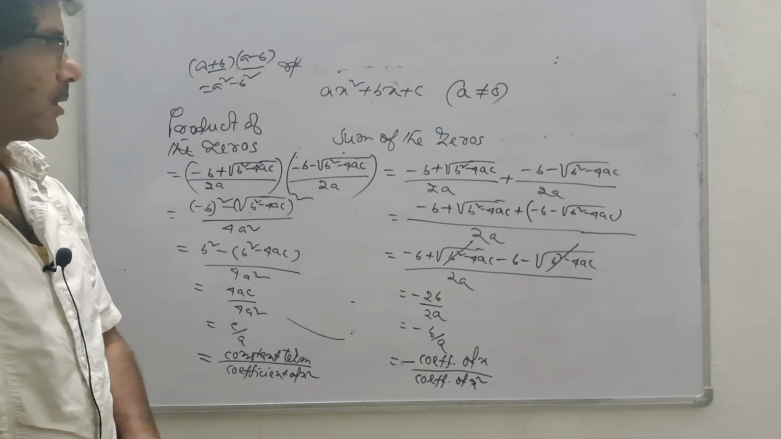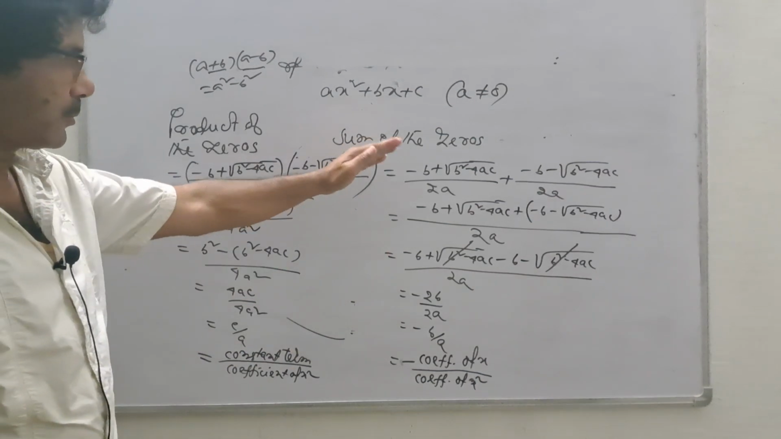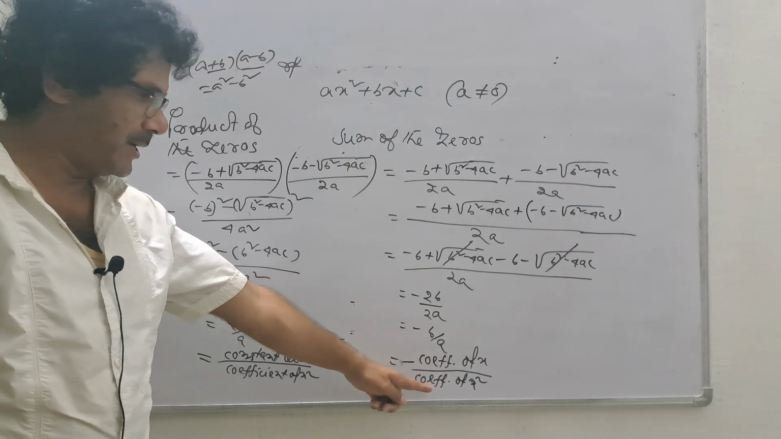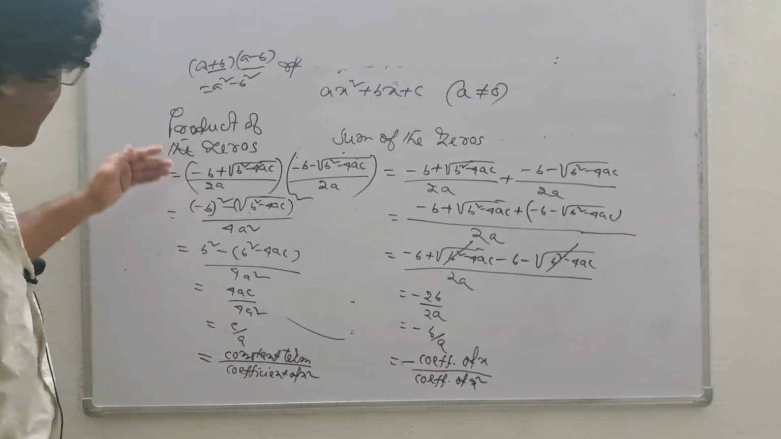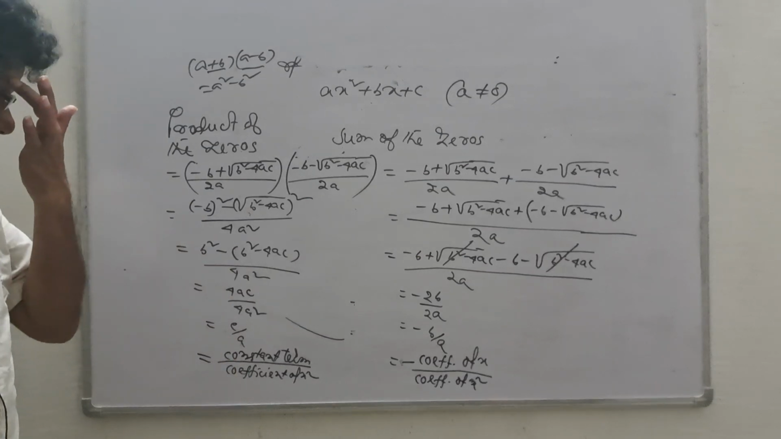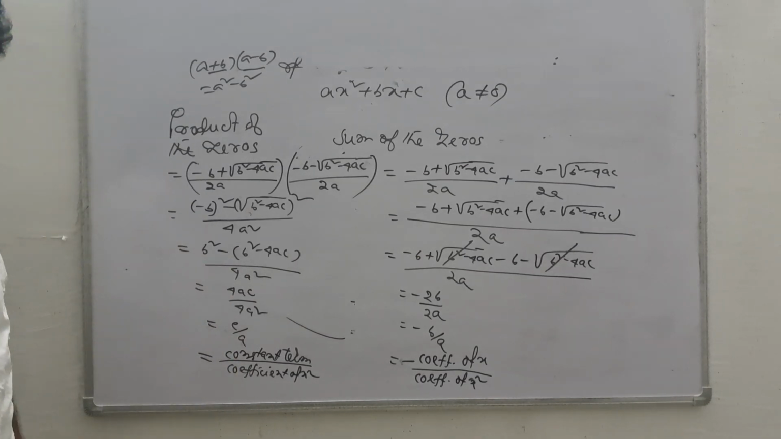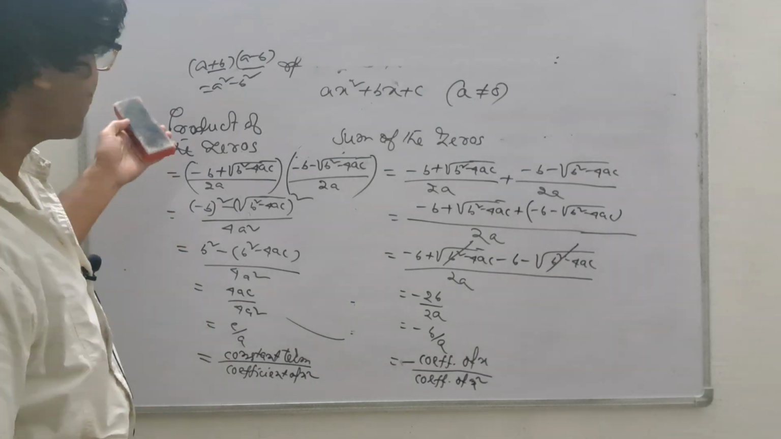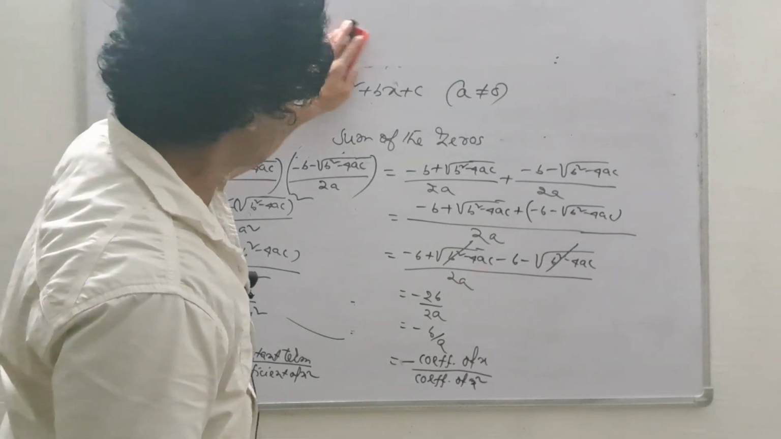Understood? You have to remember this formula. Sum of the zeros is equal to minus coefficient of x divided by coefficient of x squared. Product of zeros is constant term by coefficient of x squared. Okay, this is the relation. So one sum I am showing you.